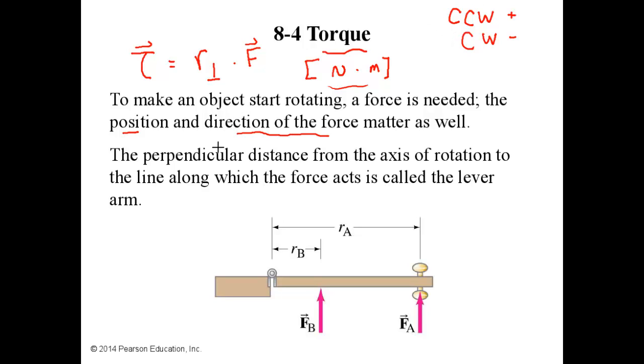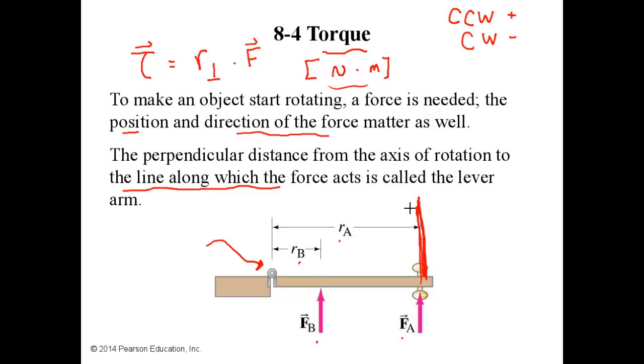So talking about this lever arm right here, that's going to be the perpendicular distance from the axis of rotation to the line of action along which a force acts. If we consider this door right here, it's rotating about its hinge. It has two forces that are applied to it at two different distances, so it's going to have two torques acting on it. The line of action along which the force acts in both of these cases is going to be straight up and down, perpendicular to the hinge.